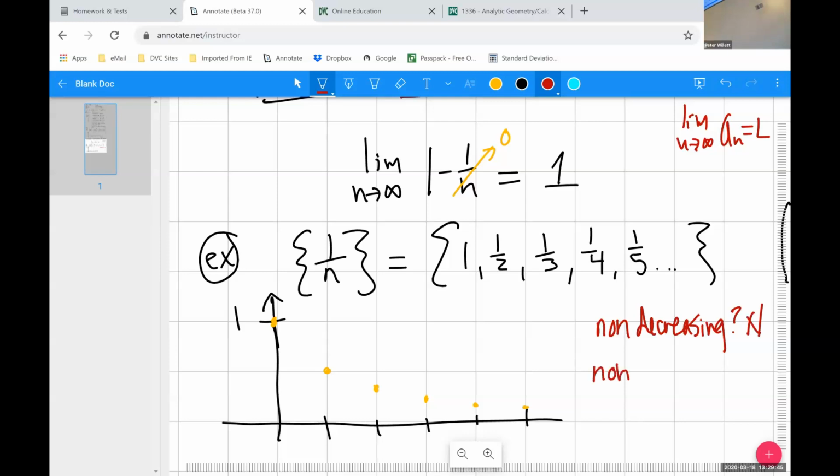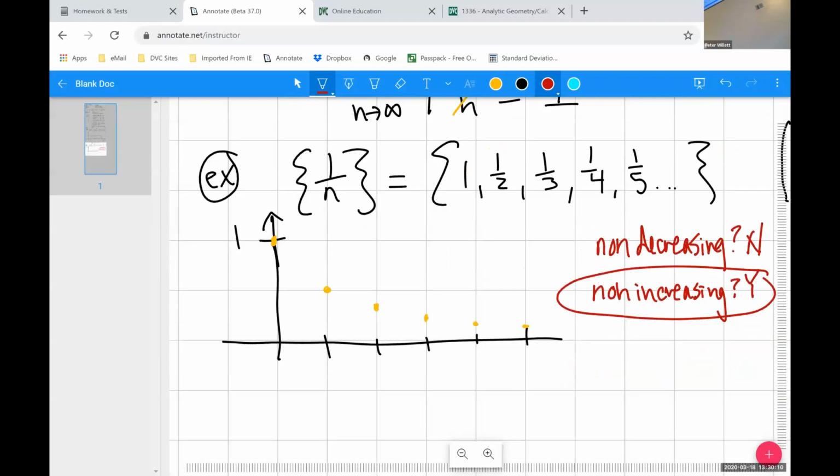So let's try the other one. Is it non-increasing? So non-increasing means as you go to the right, it's never going up. And since in this case we see it going down every time, then the answer would be yes. So it is non-increasing. And the definition of monotonic is that it's one or the other. So because it's non-increasing, we can say it's monotonic.